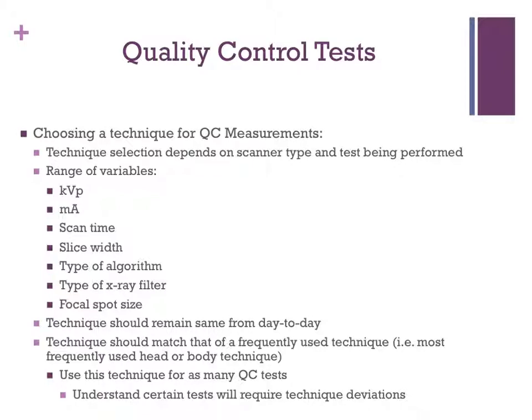It is important for the technique for a test to remain the same from day to day, but the technique for one test doesn't necessarily mean it should remain the same for a different test. As a general rule, the chosen technique should match that of a frequently used technique. One way to do this is to choose the most frequently used head or body technique and use it for all tests. Then, as many tests as possible should be performed using this technique, yet knowing that deviations may be required for certain tests.